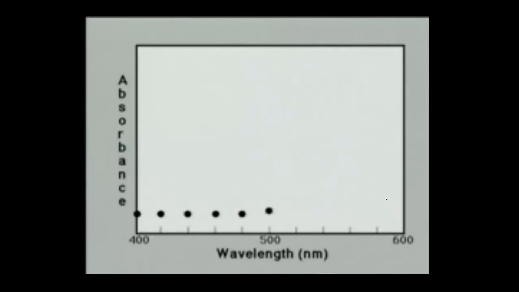Take absorbance measurements starting at 400 nanometers and then at 20 nanometer increments. When the absorbance begins to increase, reduce the increment between readings to 2 to 5 nanometers. After the absorbance peaks, once the reading stabilizes, return to 20 nanometer increments. Draw a smooth curve through the data points.